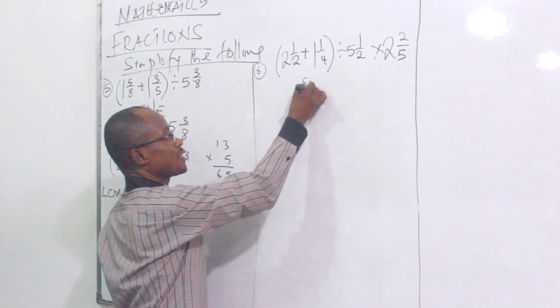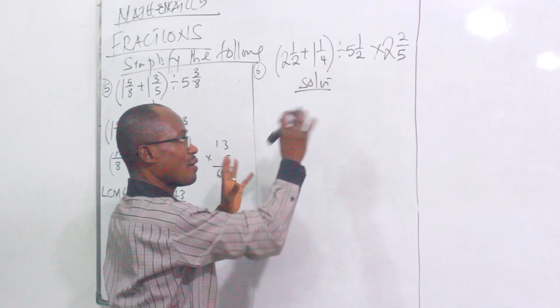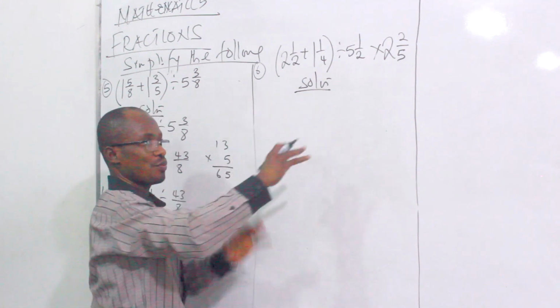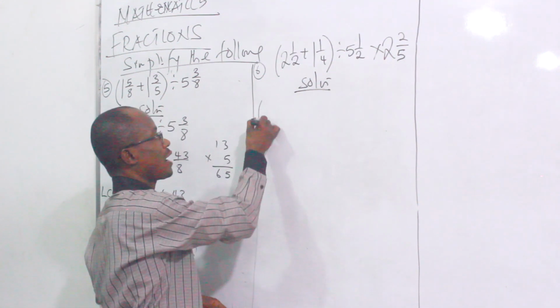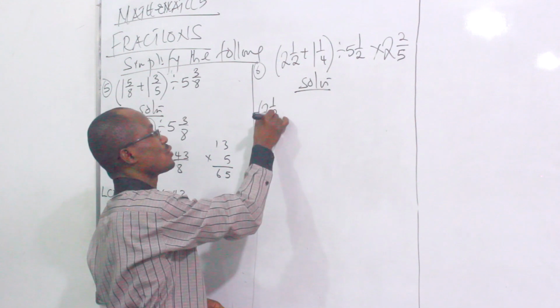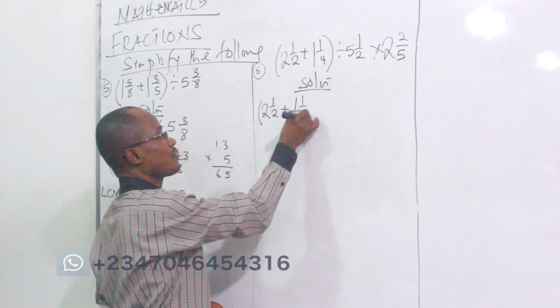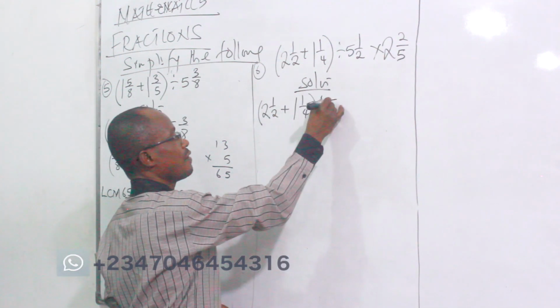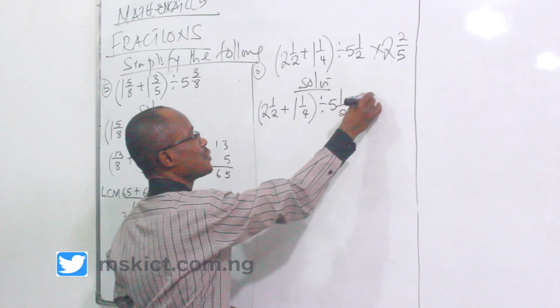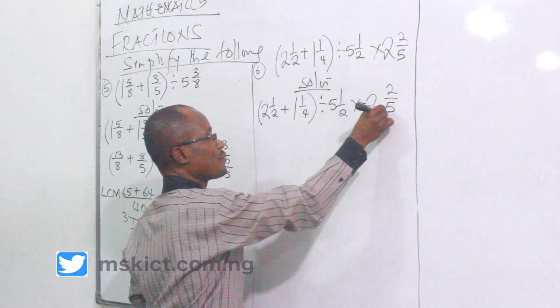So students here are expected to, first of all, convert all the mixed fractions to improper fractions. So here we have 2 whole number 1 over 2 plus 1 whole number 1 over 4, close the bracket, divided by 5 whole number 1 over 2 times 2 whole number 2 over 5.